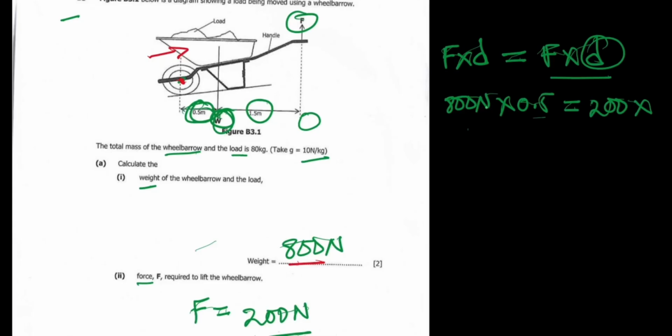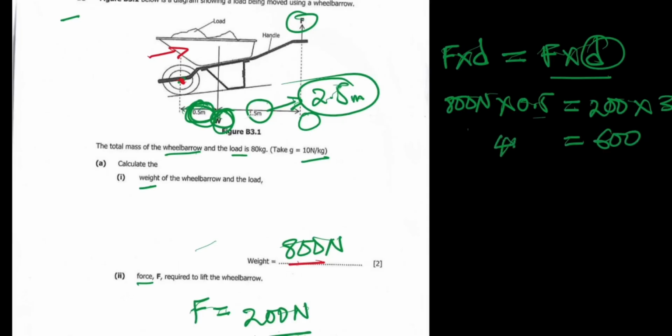Let's say the handle is made longer by some meters. So let's say this moves from 1.5 to 2.5. When it moves to 2.5, the total distance is 2.5 plus 0.5, which is 3 meters. When we multiply, this gives us 200 times 3, which is 600. Here we remain with 400. So this does not obey the principle of moments because it is larger on this side than on the other.